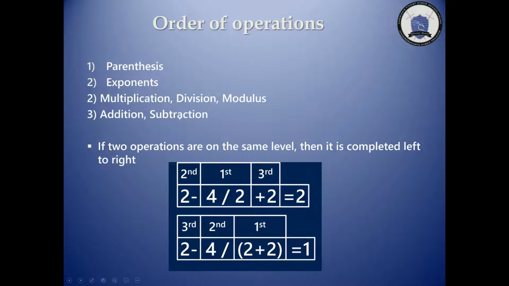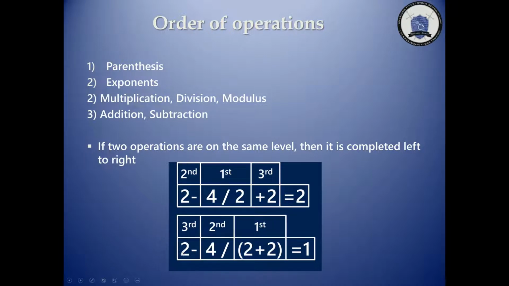Now it's going to go next. Are there addition or subtraction? Well, there's subtraction and addition. Because these are on the same level, it'll just do it left to right. So first it'll take this as a 2. 2 minus 2 is 0. 0 plus 2 is 2. So this will be your final result.